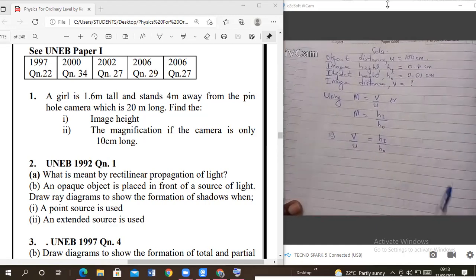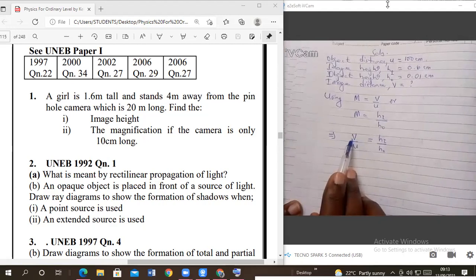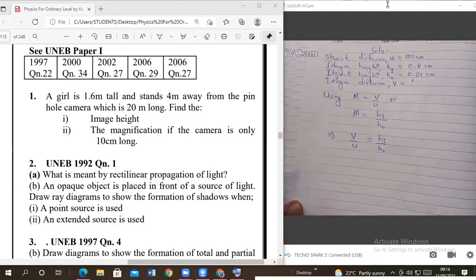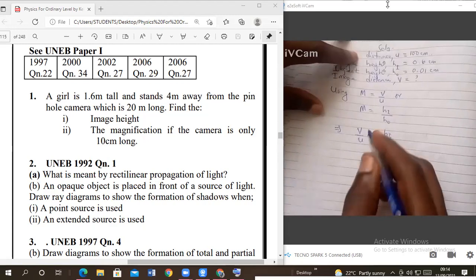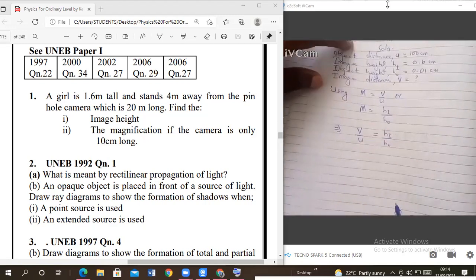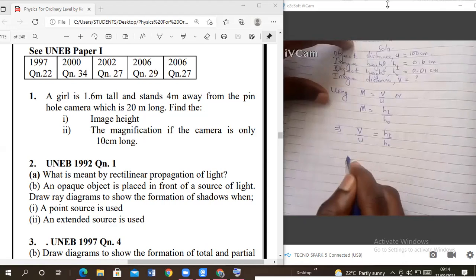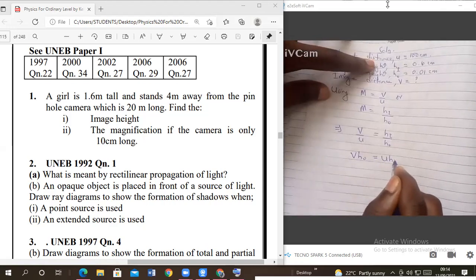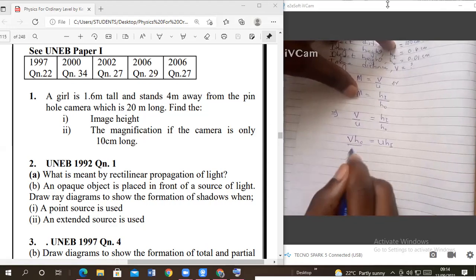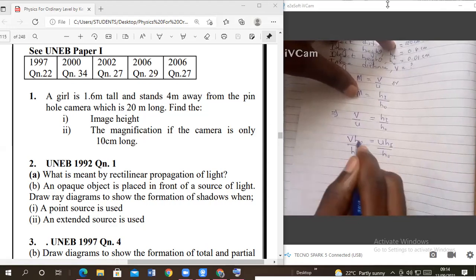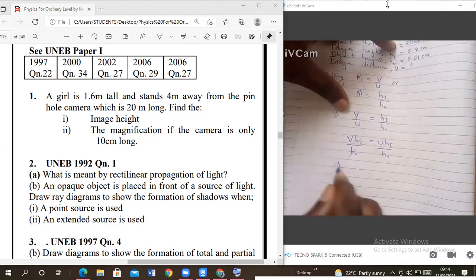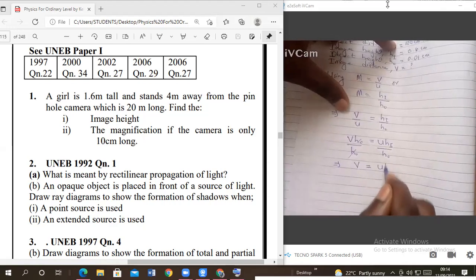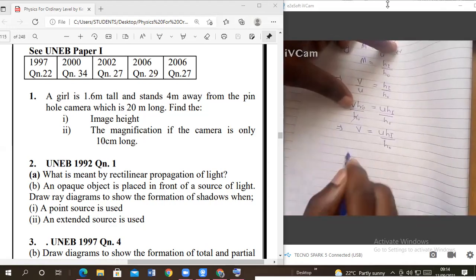So what do we want in this case? We want V. So we make V the subject by cross multiplying. When we cross multiply, we get V H naught equals U HI. So we divide all through by H naught, and this and this will cancel out. So you find that our V will be equal to U HI divided by H naught. After that, make the substitution now.